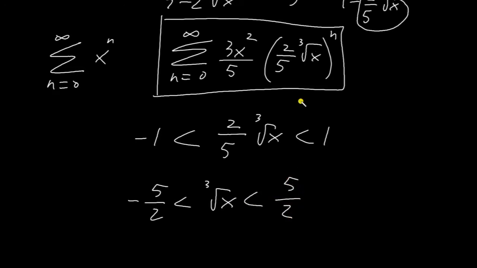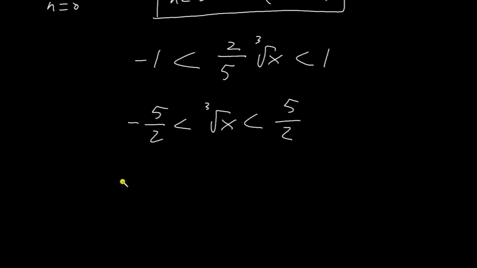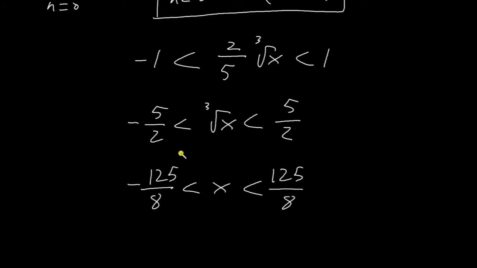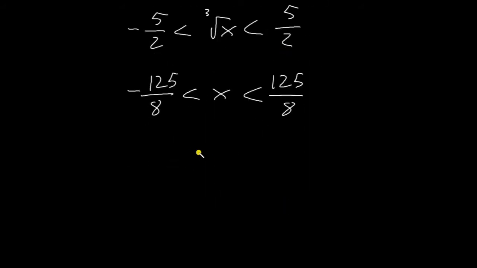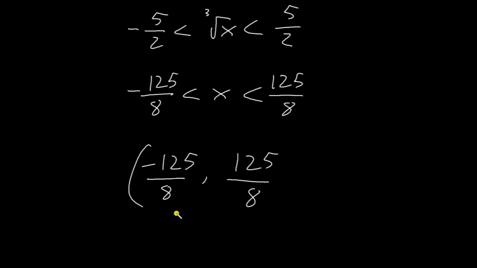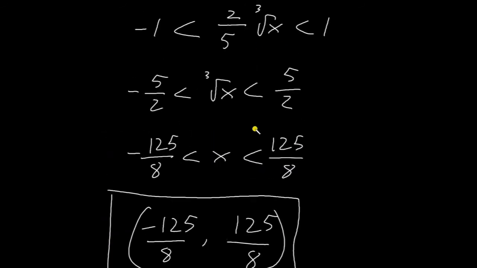Now we can cube both sides, so we'll get -125 over 8 is less than x is less than positive 125 over 8. So our interval of convergence would be -125 over 8, comma 125 over 8. And we'll put parentheses on both these instead of brackets, because having it be 125 over 8 or -125 over 8 would cause the series to diverge, because the common ratio would be equal to 1 in that case. Okay, so that's our interval of convergence, and that is our series.